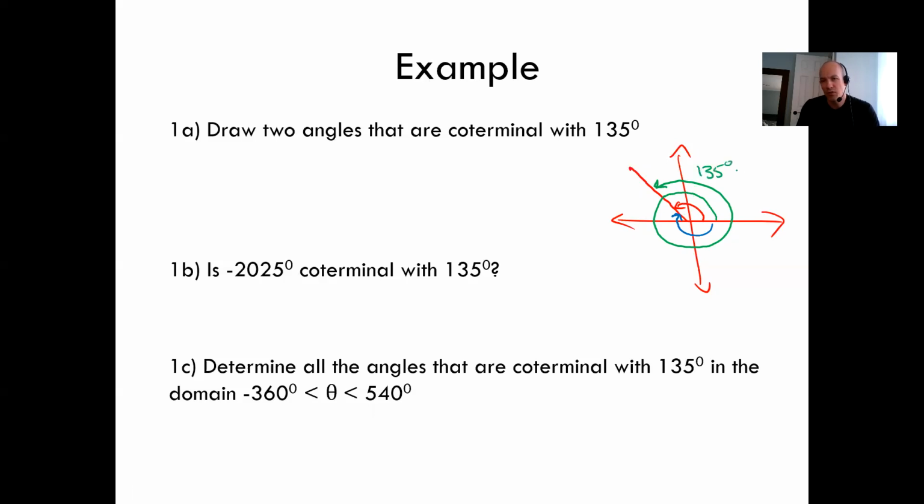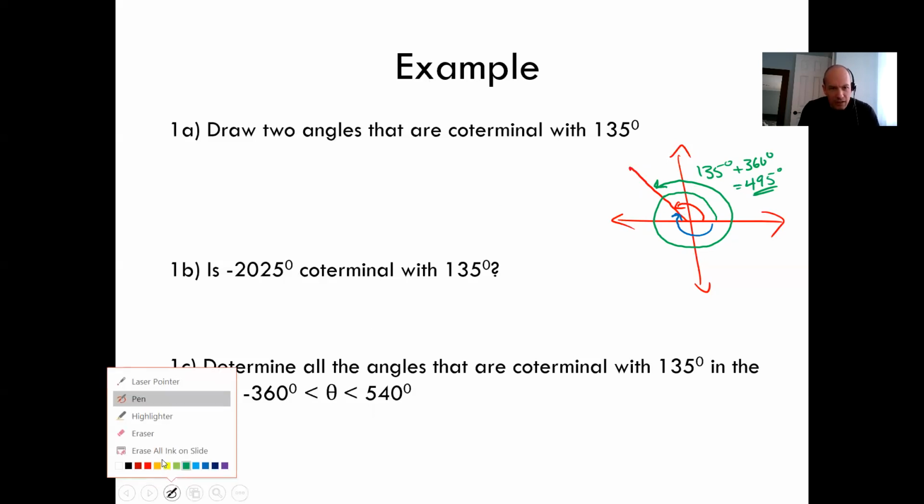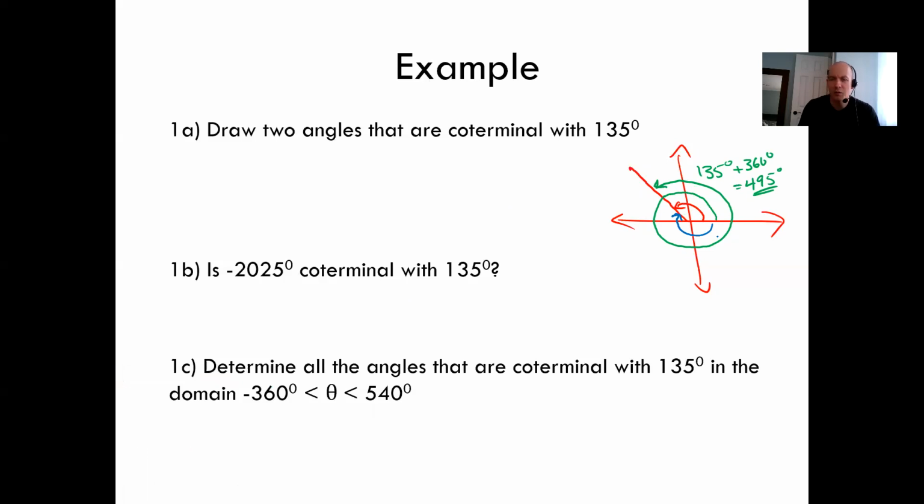We would take 135, and we can see we've done a full 360 on top of it. So that is 495 degrees. That is a coterminal angle. And the other one would be, so how do we actually calculate this? The way we calculate the blue one here is if we went a full rotation in the negative direction, we'd have negative 360. But we're going 135 in the positive direction. So we're actually adding 135 degrees to it. So that would be negative 225.